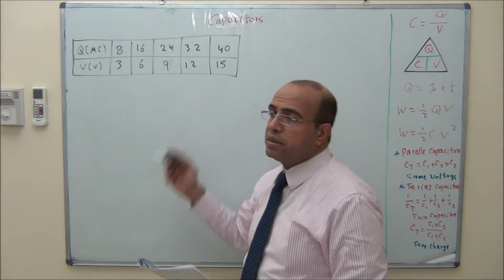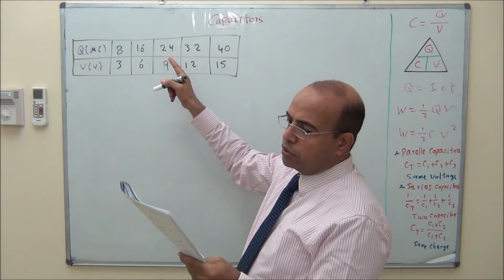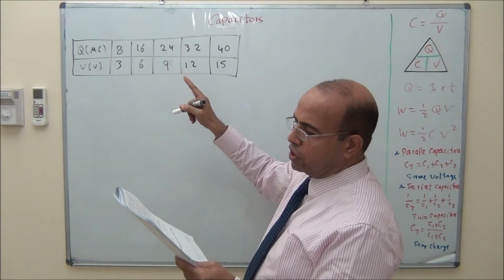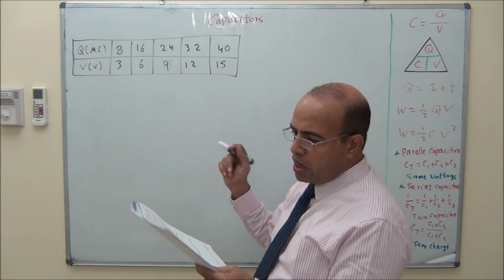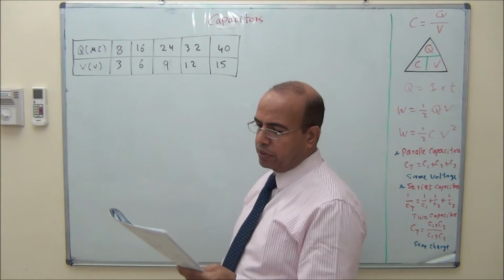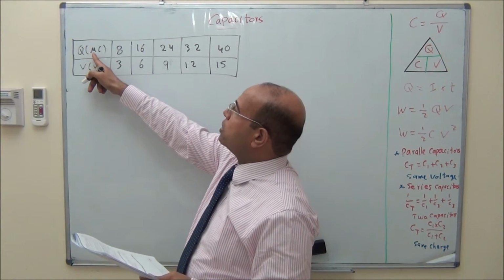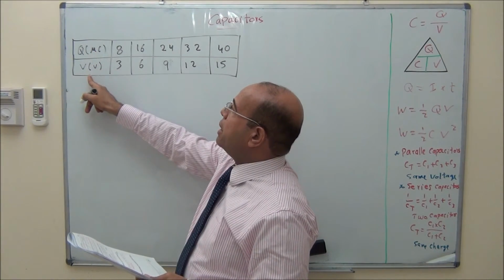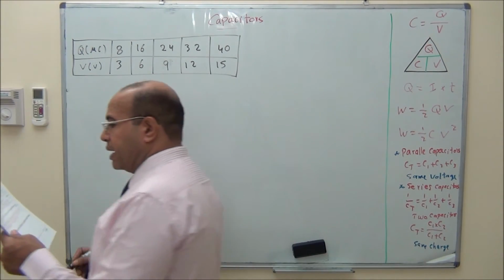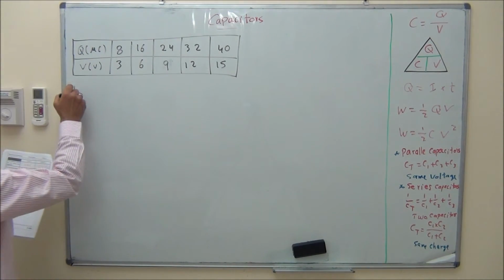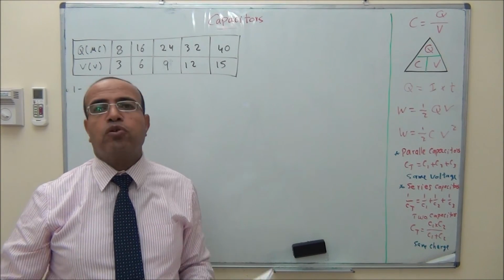Let us see this question from past paper about the capacitor. The following table shows the values of charge Q and the potential difference V across the plates of a capacitor until it charged completely. So this is the charge Q, but take care, it's in microcoulomb, and this is the voltage in volt. Part 1, calculate the total work needed to charge the capacitor completely.